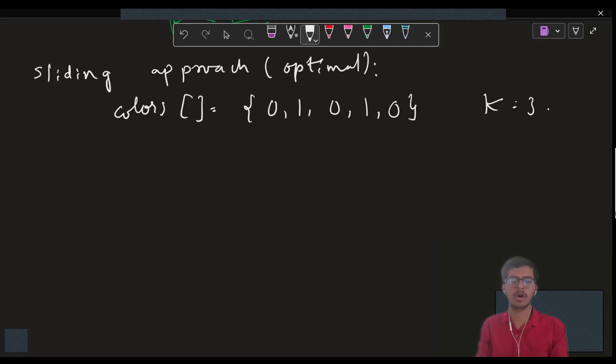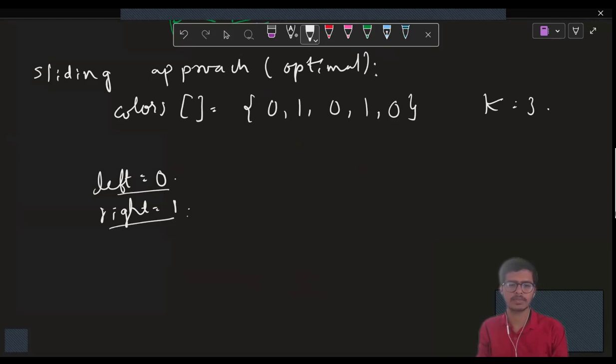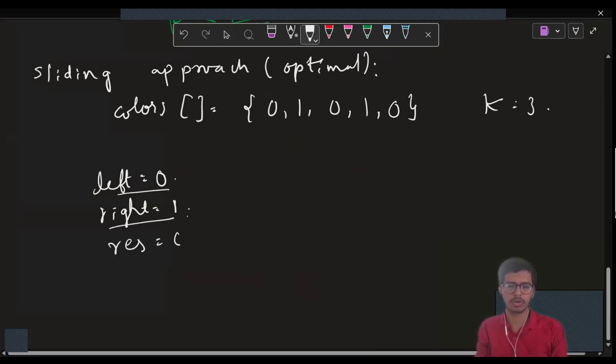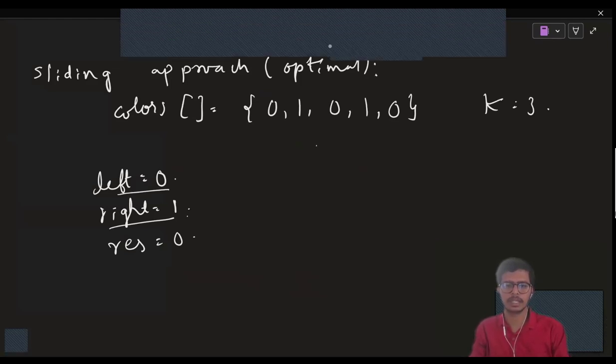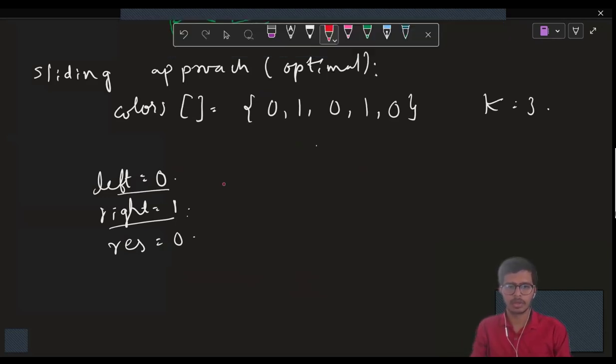Yesterday I discussed how we can approach the sliding window approach. First of all, we assume left as 0, right as 1, and result is equal to 0. Now let us see this example. This is the left element, this is the right element, and the result is stored here. Result is equal to 0.